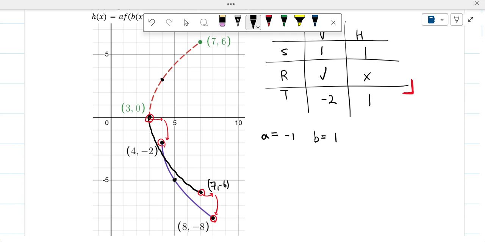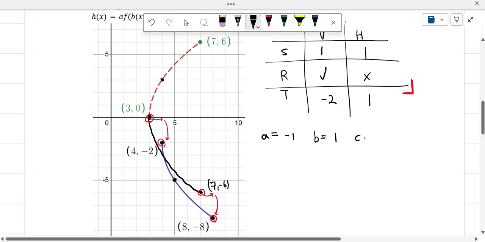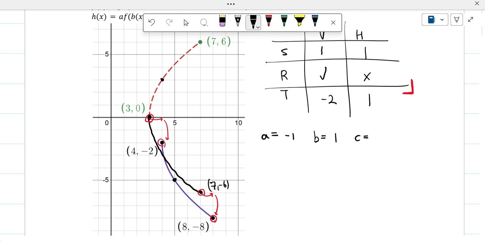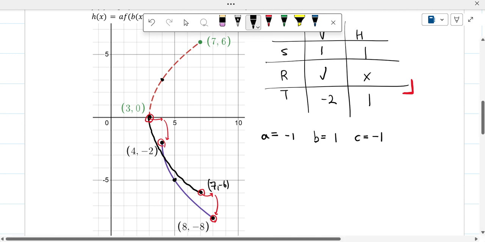For the horizontal translation, C value, remember that horizontal numbers are counterintuitive, so it must be -1. Finally, the vertical translation is just write it as it is, -2.